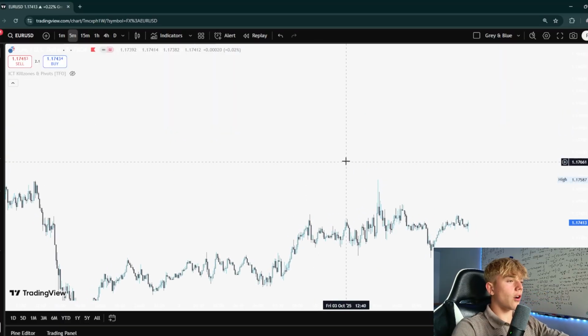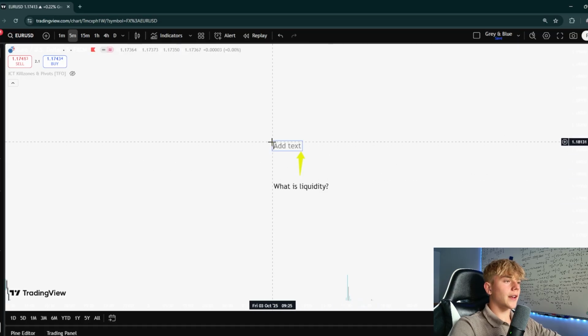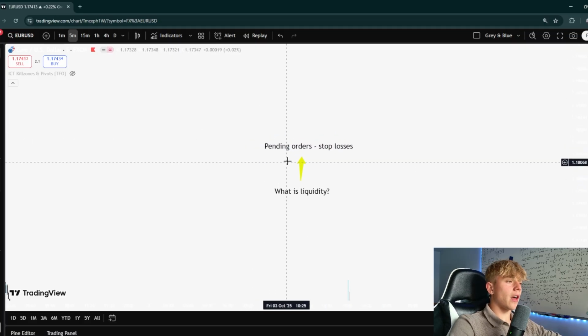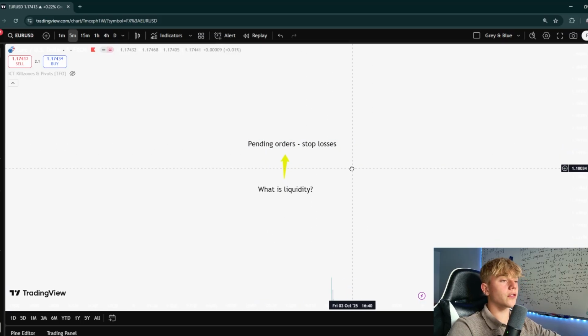Okay, so we are on the chart, and the first thing we need to think about is what is liquidity. Now, liquidity, very simply, is just pending orders. Now, what pending orders usually are simply stop losses. So liquidity are areas in price where there are lots of pending orders and also lots of stop losses.